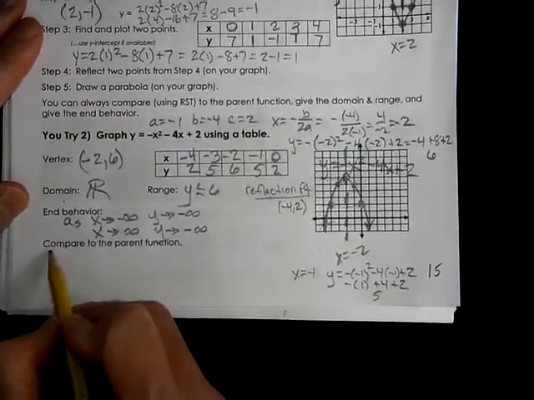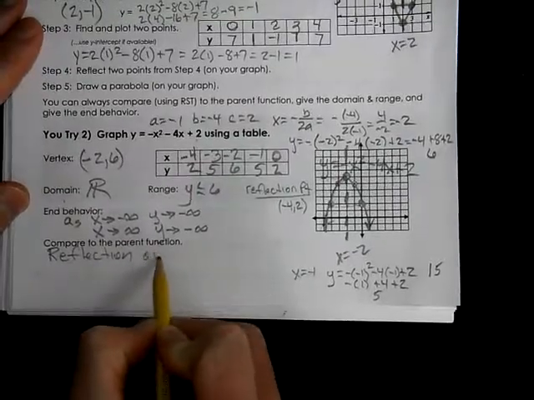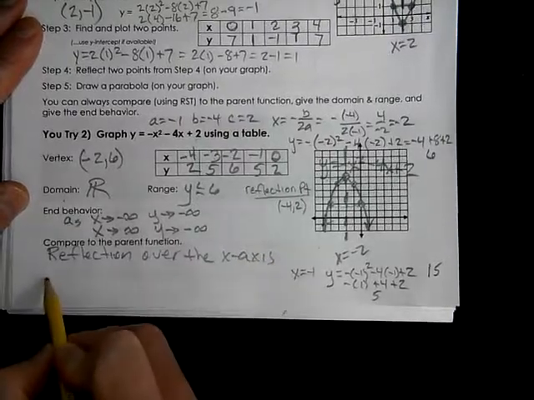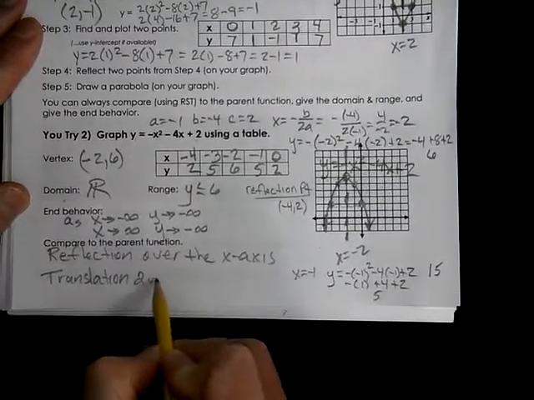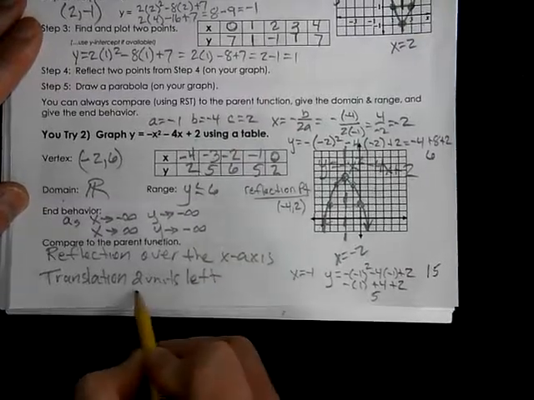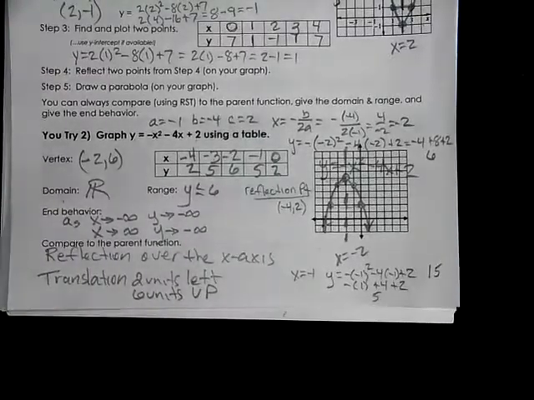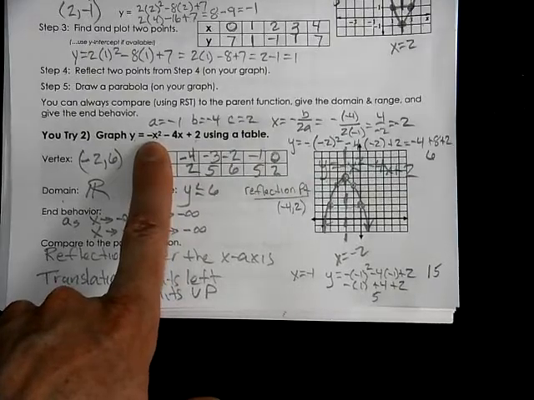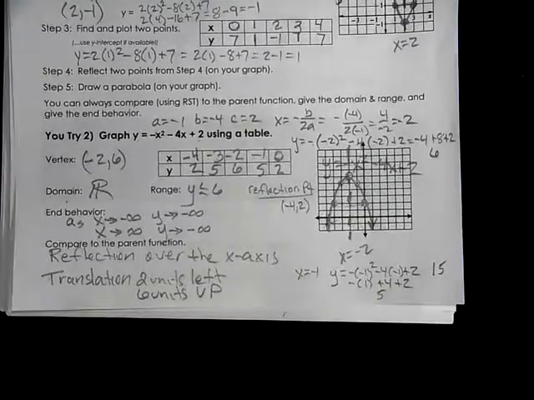The comparison, we start out with r because there is a reflection over the x-axis, and there is a translation 2 units left, 6 units up. There is no stretch or shrink because the a value is just 1. The a value is negative 1, but there's no extra multiple.